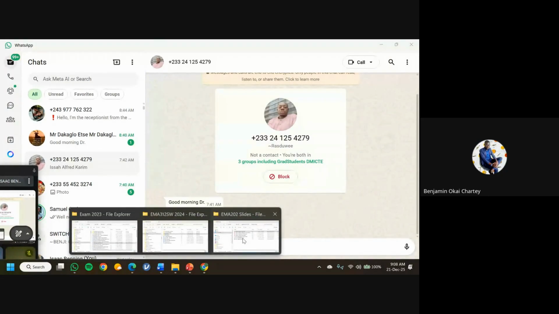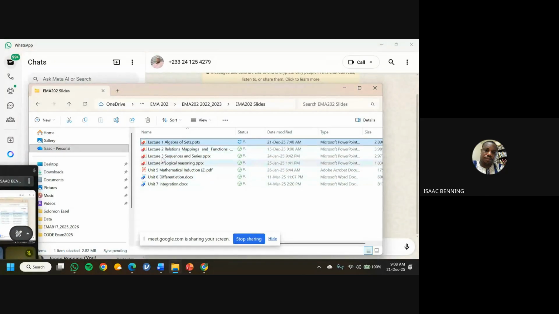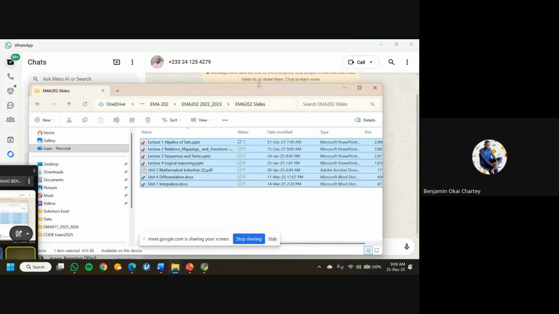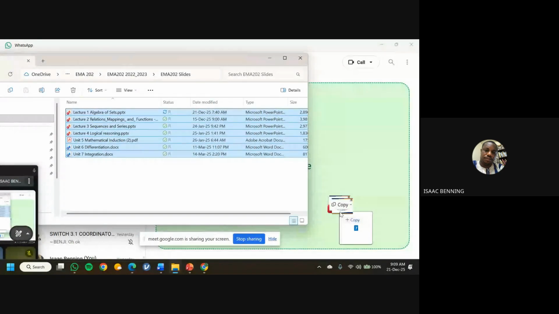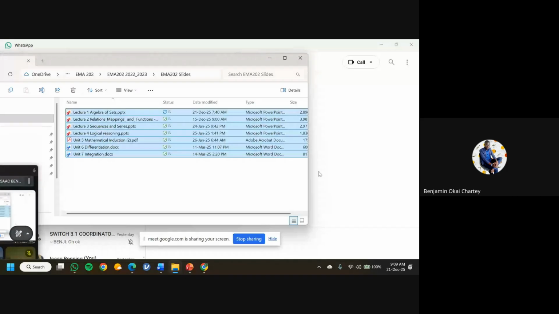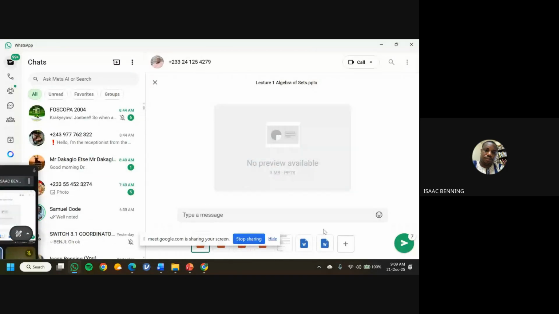Okay. I believe you can see my screen. Yes, we can see your screen. I'm sharing all the units, 7 units. From today up to next week, do justice to unit 2 and 3. That will be the focus for discussion next week.